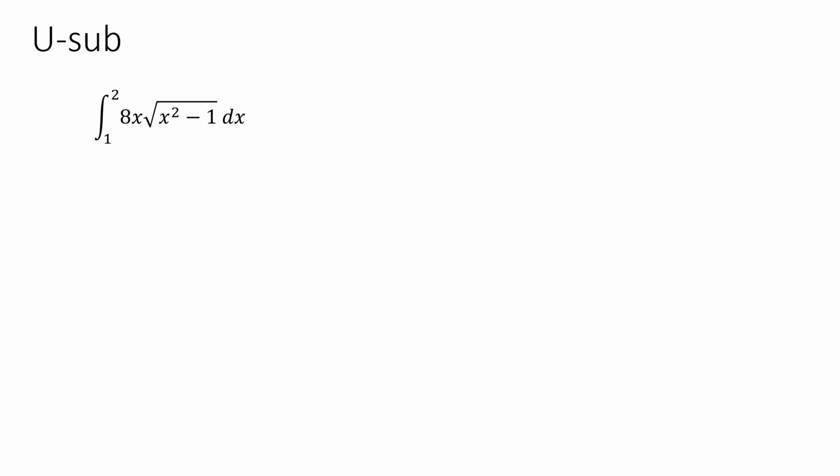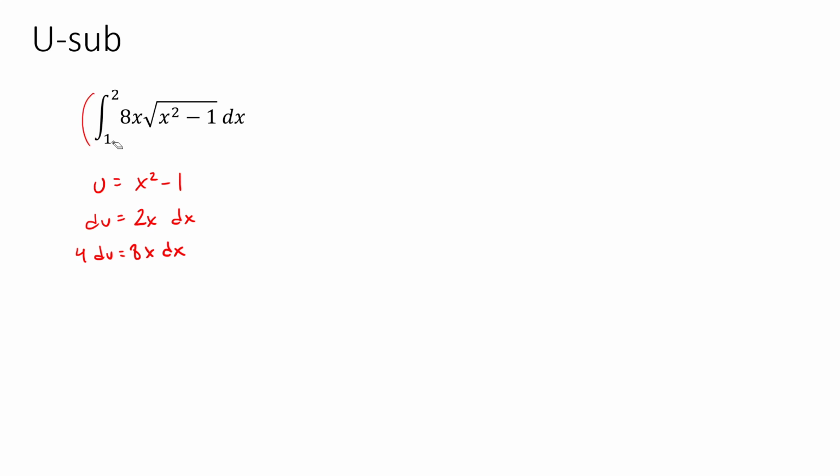Right, and then of course you need to know how to do U substitution. So you may want to just take a minute, again, pause the video and see if you can do this one yourself. All right, so you would take u equals x squared minus 1, du will be 2x dx. Okay, but then you want to get it to match, so we're going to multiply both sides by 4. And then we want to change our bounds.